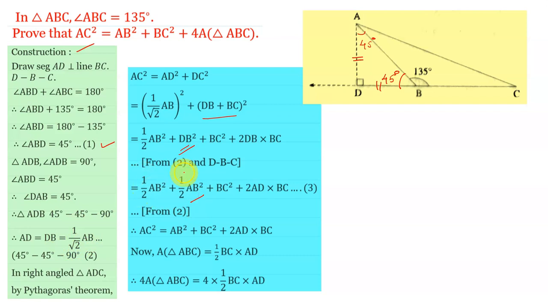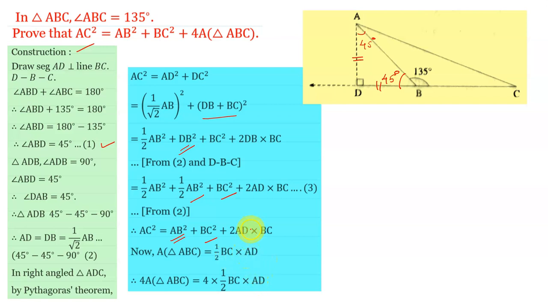1 upon 2 AB square plus 1 upon 2 AB square. Then overall, you will get here AB square. Next, BC square, keep this as it is. Now for the 2 times AD: this AD is the height of the triangle ABC, and BC is the base of the triangle ABC. Therefore, 2 times AD into BC is related to the area of the triangle ABC, that is 1 upon 2 BC into AD.